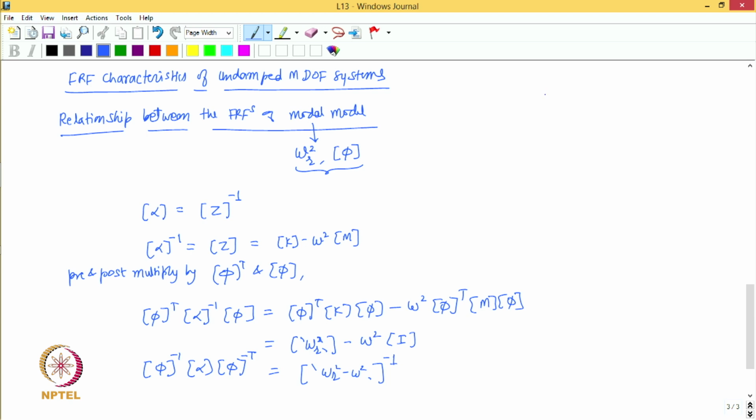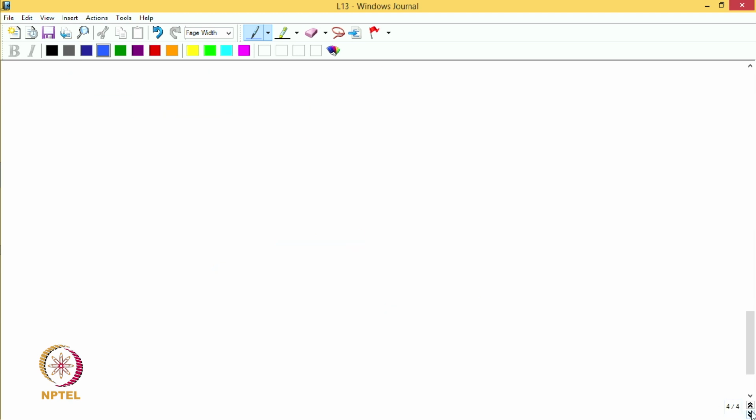So, now if we pre and post multiply by phi and phi transpose, then on the left hand side we will be left only with the FRF matrix. Okay. So, let us write that on the next page. So, if we pre and post multiply by phi and phi transpose. Okay.